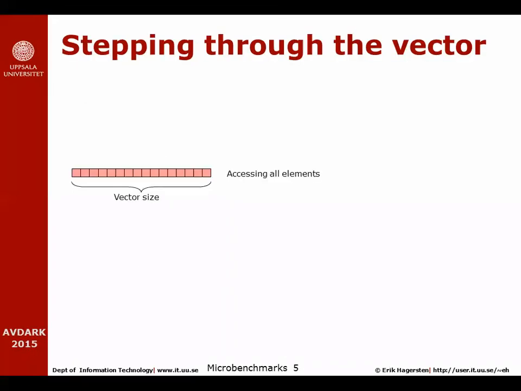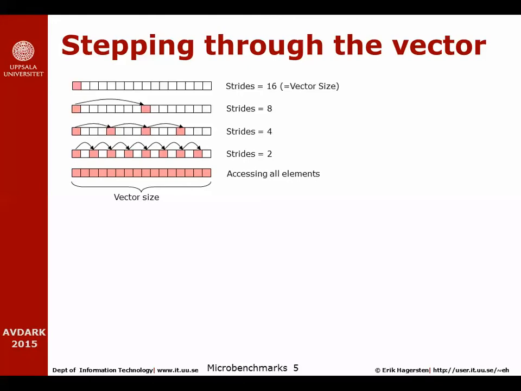So we have a specific vector size that we are using right now, and as a first experiment, we're going to access all the elements in the vector. Then we're going to use a stride of 2 and access every other element, every fourth, every eighth, and so on, up until a stride of 16, which is equal to the vector size. And we're going to repeat this over and over again. Once we come to the end of the vector, we go to the beginning of the vector and use the same stride, same vector again, over and over.